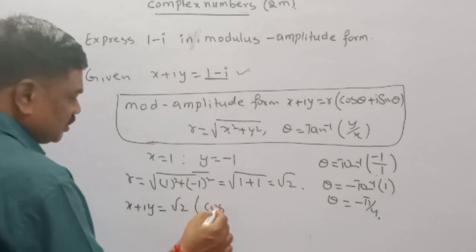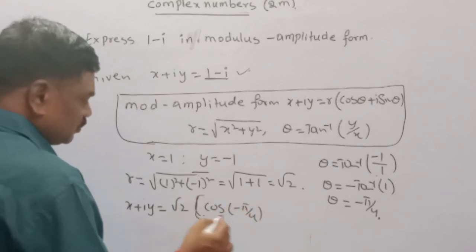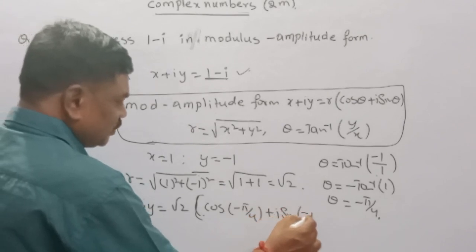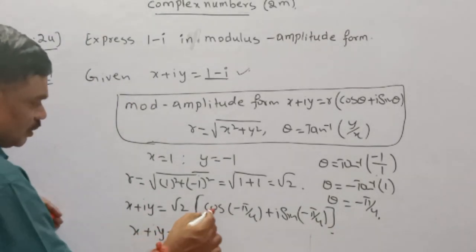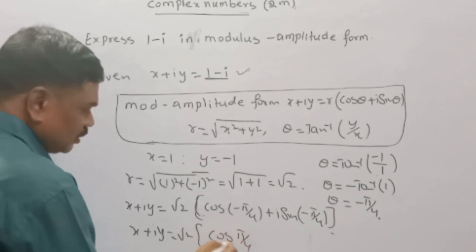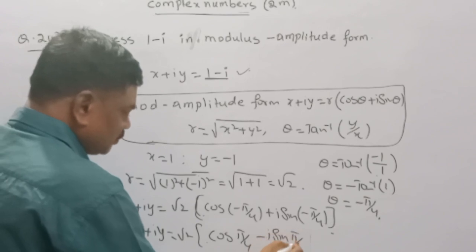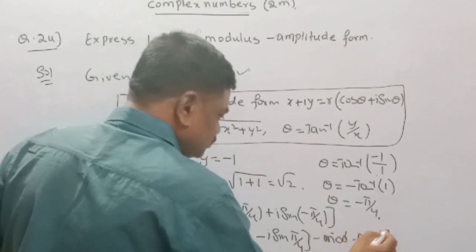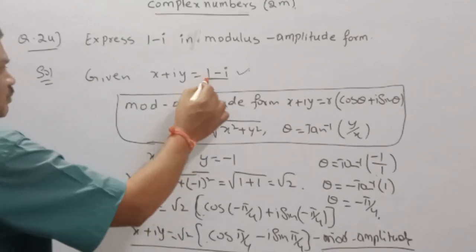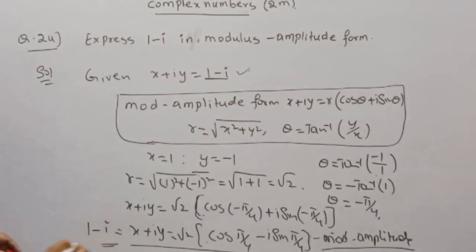Then cos(-π/4) + i sin(-π/4). The mod amplitude form is √2 into cos(-θ) = cos θ, so cos(π/4) - i sin(π/4). The mod amplitude form of the given complex number 1 - i is √2 [cos(π/4) - i sin(π/4)].